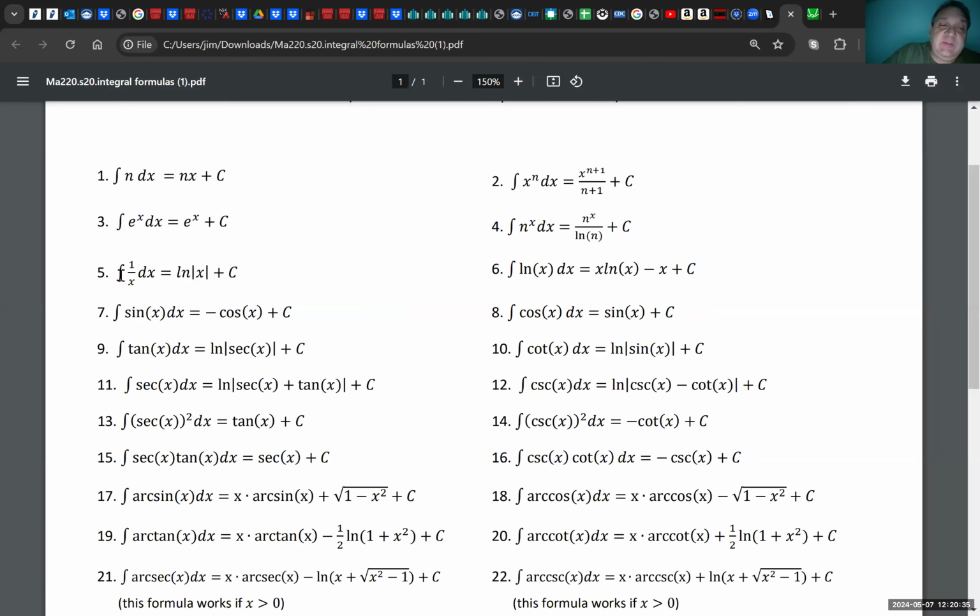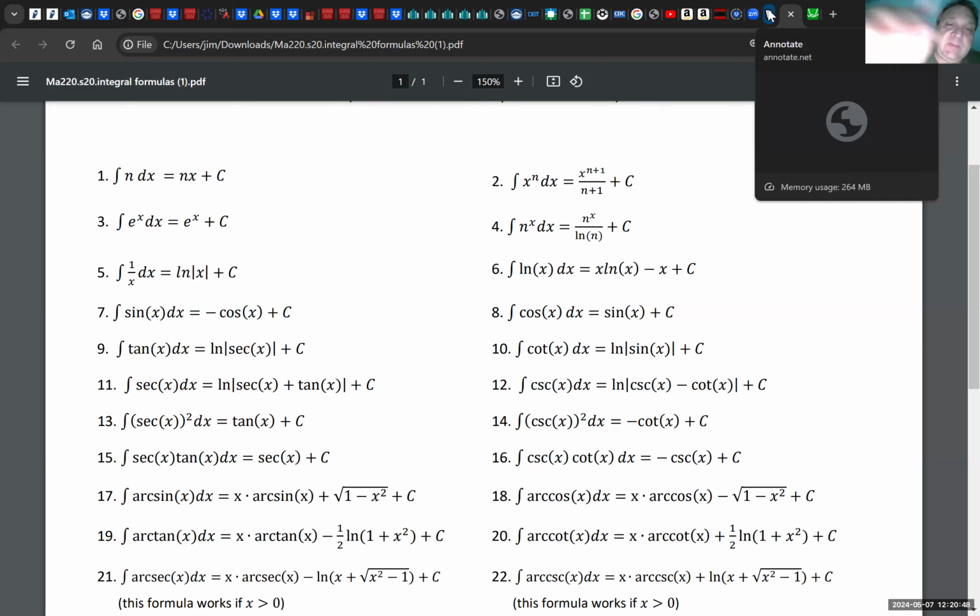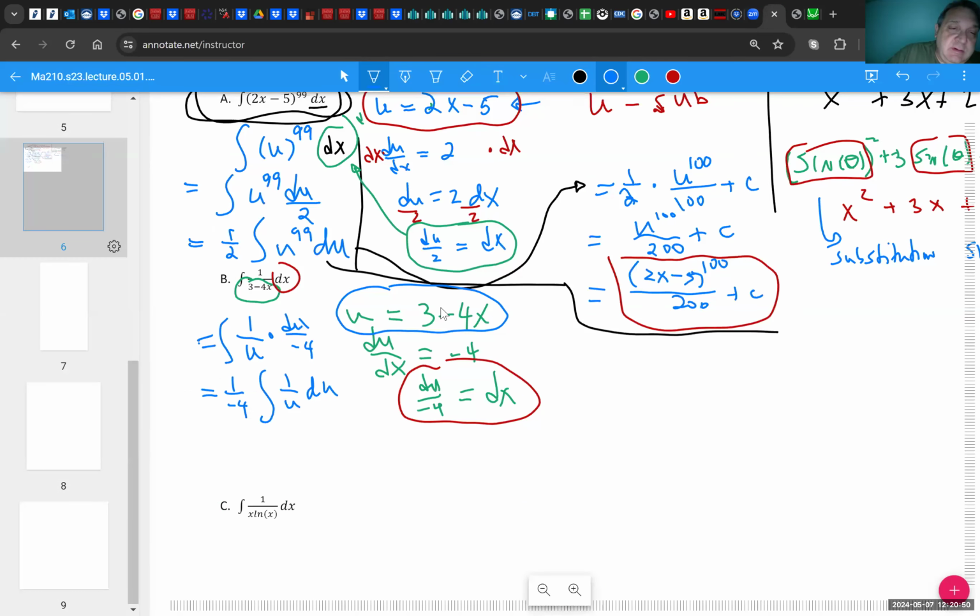1 over u du is one of our known antiderivative formulas. It's written as 1 over x dx, but as long as the variables match, the formula is correct. So 1 over x dx is equal to ln x plus c. 1 over u du is ln u plus c. All right, so my answer here is equal to 1 over negative 4, or negative 1/4, ln of u plus c.